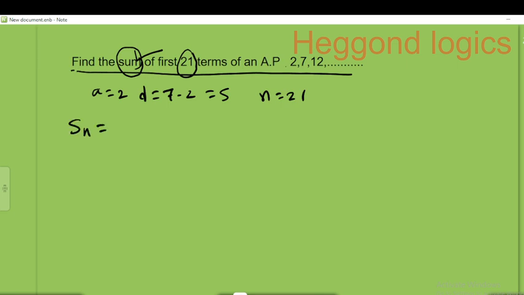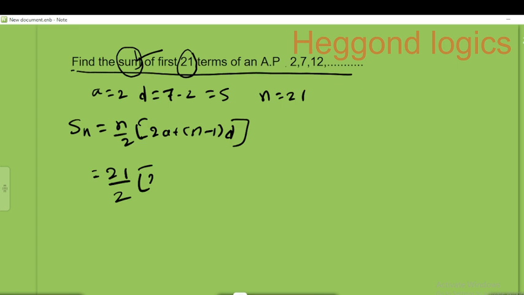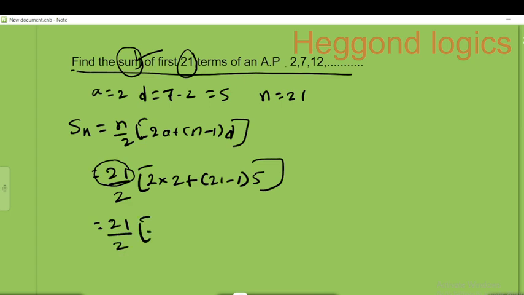Use the formula Sn is equal to n by 2 times 2a plus n minus 1 into d. The n value is 21, so 21 by 2 and 2 into 2 plus n is 21, 21 minus 1 into 5. If the odd number is there, do not simplify it. Directly write 21 by 2, as it is. 2 into 2 is 4 and 21 minus 1 is 20, 20 into 5.